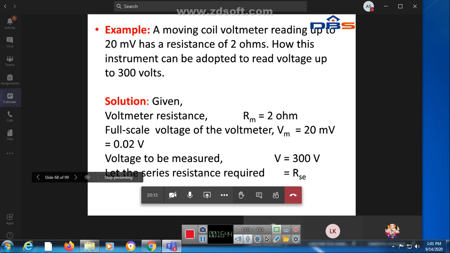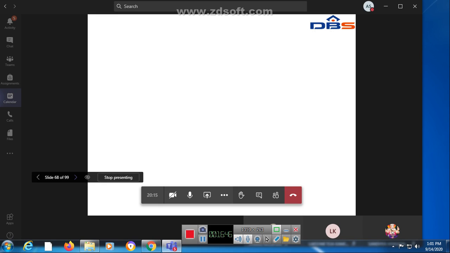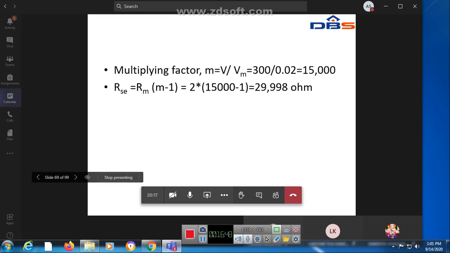But here the series resistance Rsc is required. How do you find the Rsc value? Rsc equals Rm into (m minus 1). But how do we find the m value? m equals V by Vm. The V value in the problem is given as 300, and the Vm value is 0.02. So at that time the m value becomes 15,000.